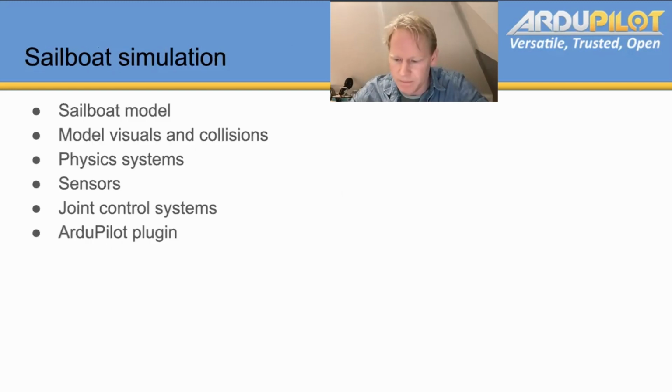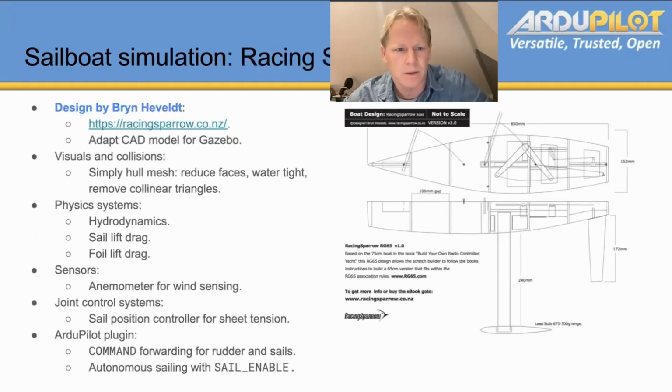Okay, and then the last thing is, this is kind of back to putting all of these pieces in place to properly port the original Sailboat model over so that it works correctly in Gazebo now with all the new features. So this model is based off a Racing Sparrow 750. The designer, Brian Hever, was very kind, gave me permission to use his CAD model and make that available.